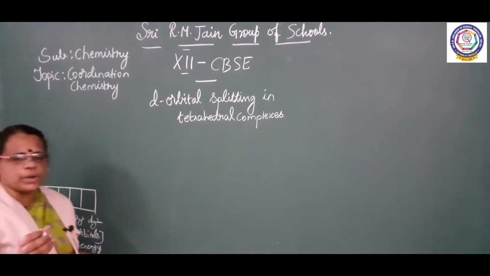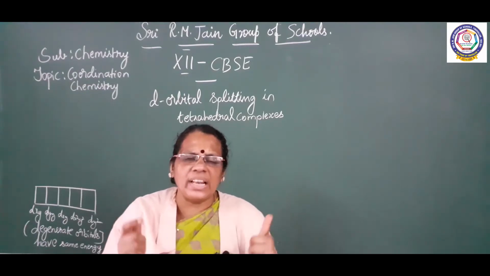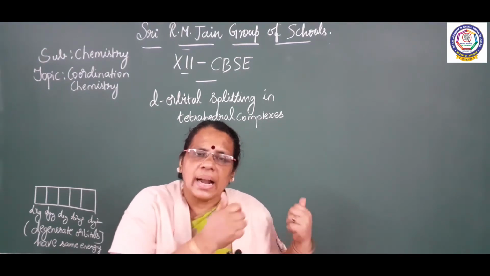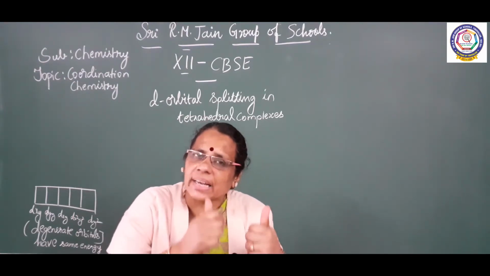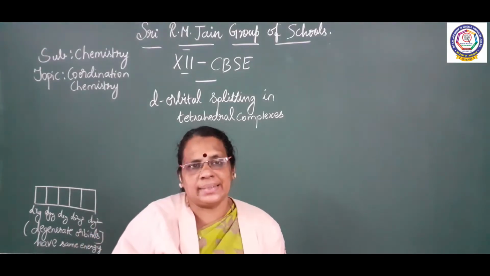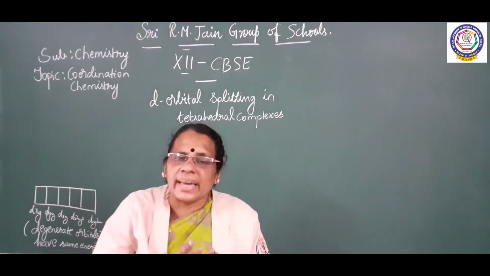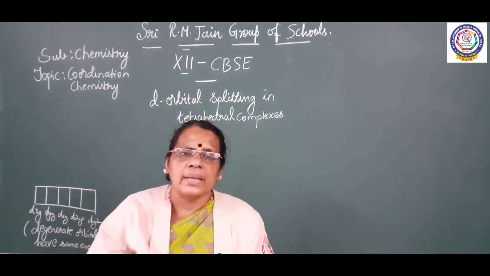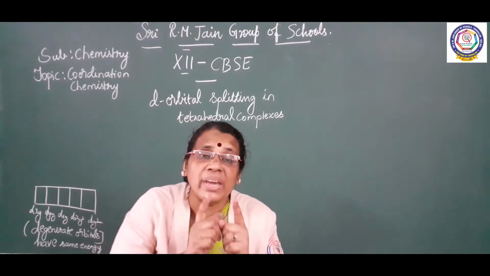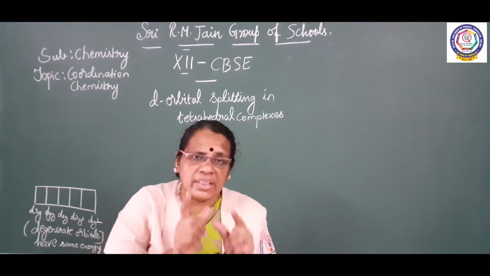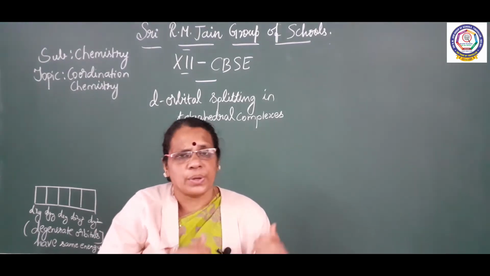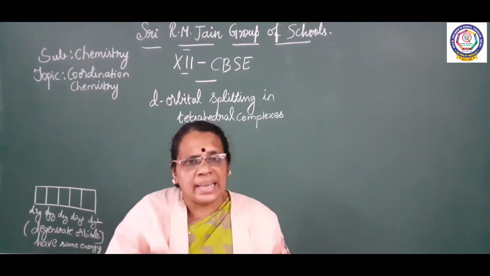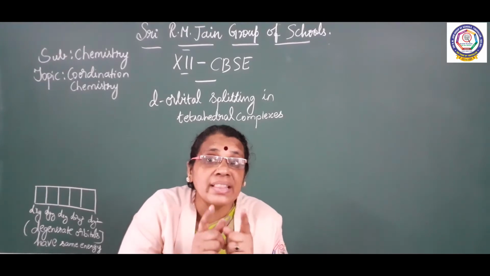So here we are going to see how the ligand approaches the central metal ion. In the octahedral complex, the ligands approach the central metal ion along the axis. Here in the tetrahedral complex, the ligands approach the central metal ion between the axis. Already we have discussed between the axis and along the axis. So in tetrahedral complexes, how do the d orbitals split when the ligands approach between the axis?